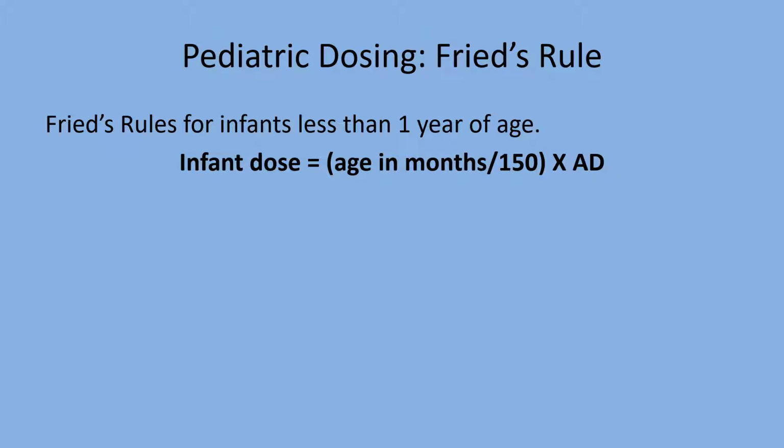All right, last few things on the math is pediatric dosing. So for Tuesday, Wednesday, Thursday, it's all pediatric dosing. So let me rewrite this formula to make it easier. So Fry's rule is for infants, less than 1. So it's months over 150 times the normal adult dose. So AD stands for the adult dose.